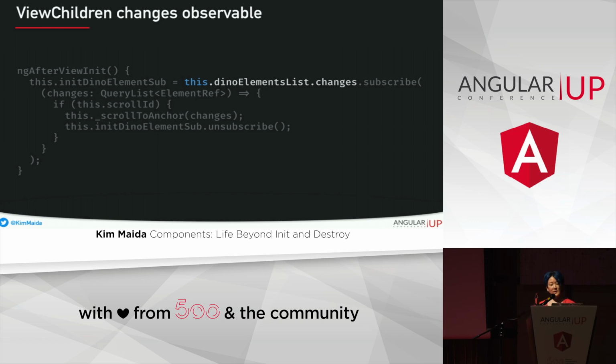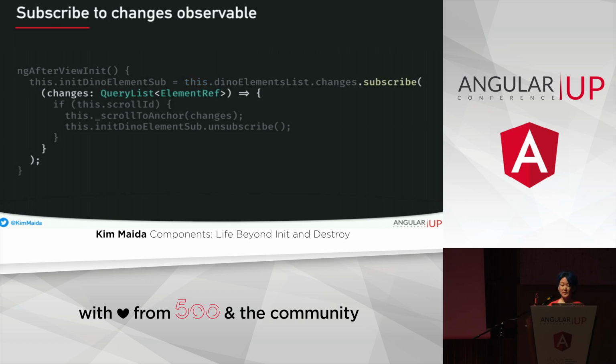And then note that our viewChildren dinoElements list has a changes observable. And we can subscribe to that changes observable, and then we can execute some functionality when it emits, right? So this happens when an element is added, removed, or moved in the list.